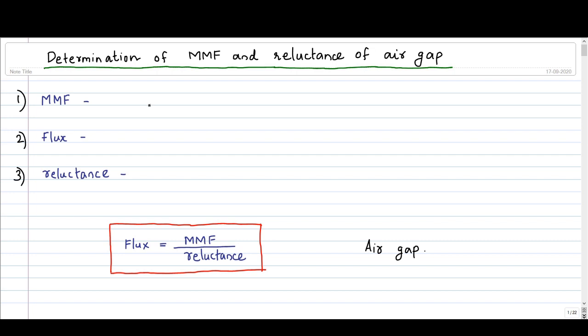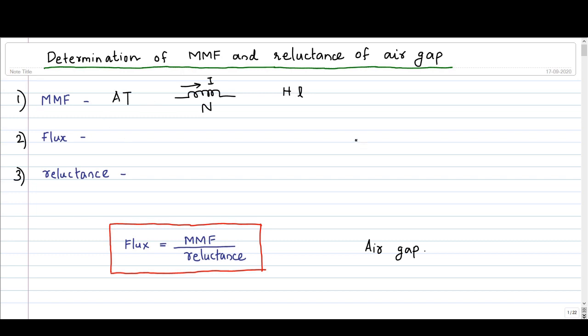MMF is the force behind the production of magnetic flux. The unit of MMF is ampere turns. Suppose you have a coil with n number of turns and let a current I be flowing through the coil, then n into I, or ampere turns, gives the value of MMF. Similarly, there is another way of calculating MMF. Suppose you know the magnetic field intensity H in a circuit and the length of the magnetic circuit L, then H into L is also equal to ampere turns or MMF.